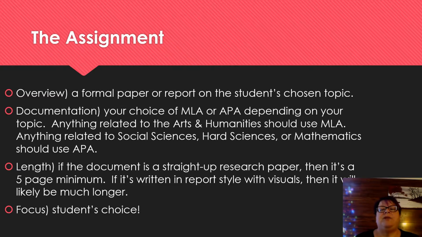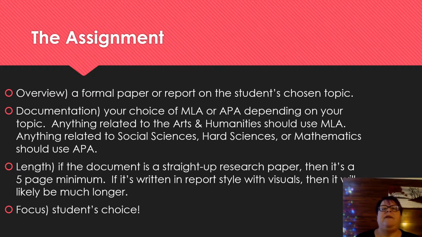Here are the particulars of the actual assignment. Overview: a formal paper or report on the student's chosen topic. Documentation: your choice of MLA or APA depending on your topic. Anything related to the arts and humanities should use MLA. Anything related to social sciences, hard sciences, or mathematics should use APA. Length: if the document is a straight-up research paper, then it's a 5-page minimum. If it's written in report style with visuals, then it will likely be much longer. Focus, of course, student's choice.